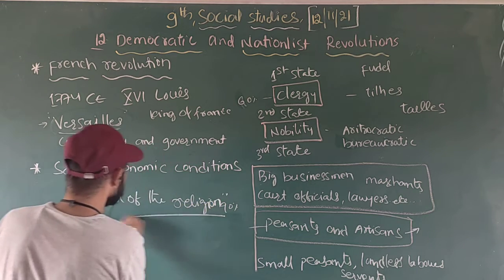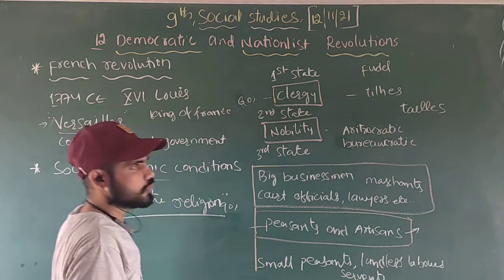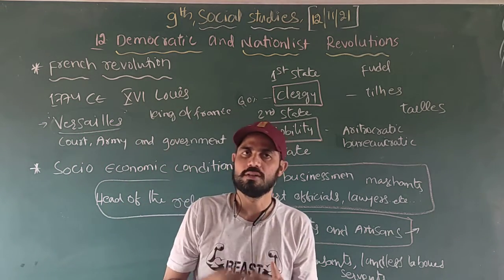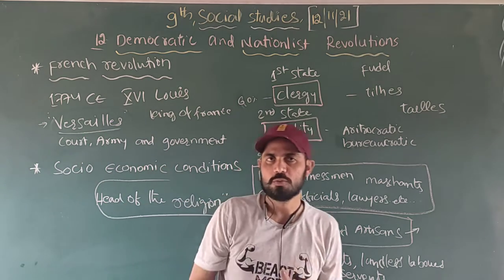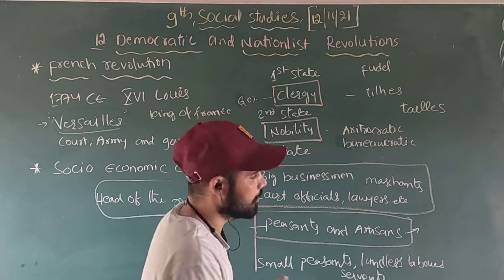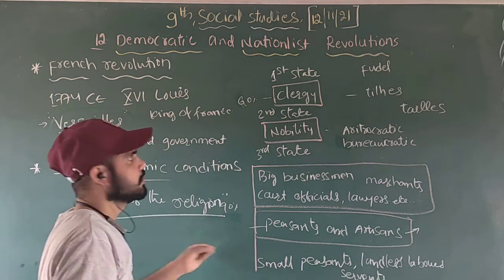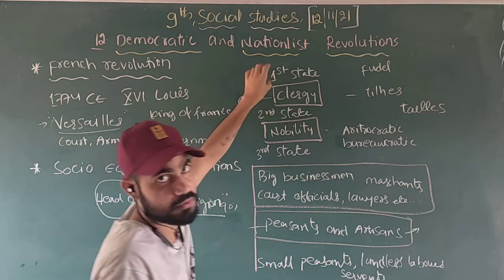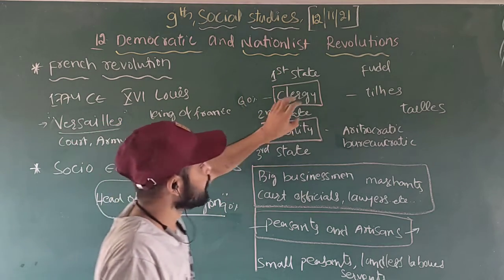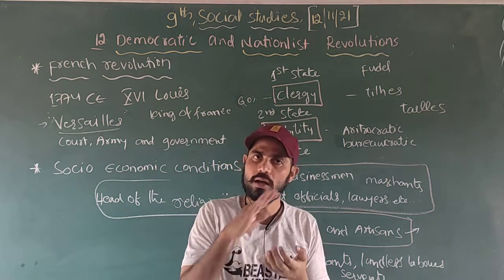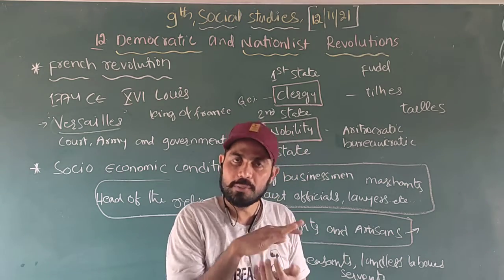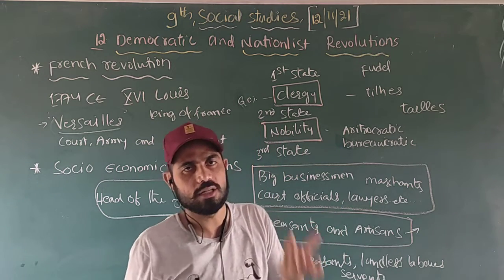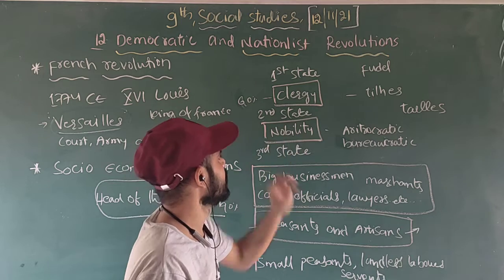Head of the religion. We call the head of the religion, those who are the popes. In French Christianity, these are the popes and these are the churches, those who are the heads of the religions. These people come under the clergy. The nobility means those who are the aristocrats and those who are the bureaucrats. Aristocrats and bureaucrats come under the nobility.